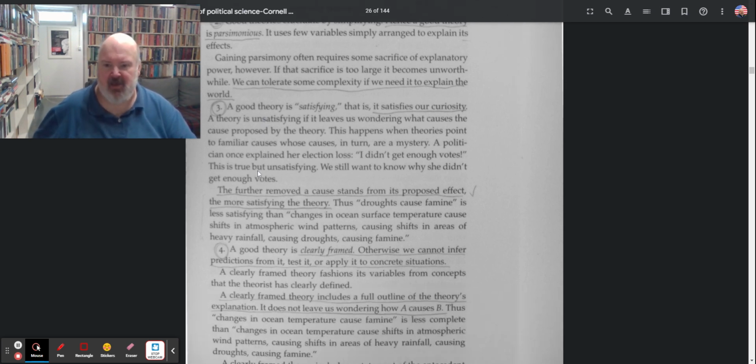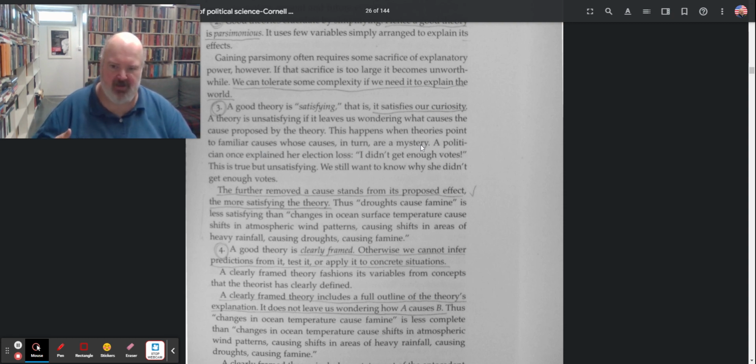Now, three. A good theory is satisfying. So, one, explanatory power; two, parsimonious; three, satisfying. That is, it satisfies our curiosity. A theory is unsatisfying if it leaves us wondering what causes the cause proposed by the theory. In other words, a theory that doesn't give us a clear understanding of what is causing the cause is not satisfying. This happens when theories point to familiar causes whose causes in turn are a mystery.